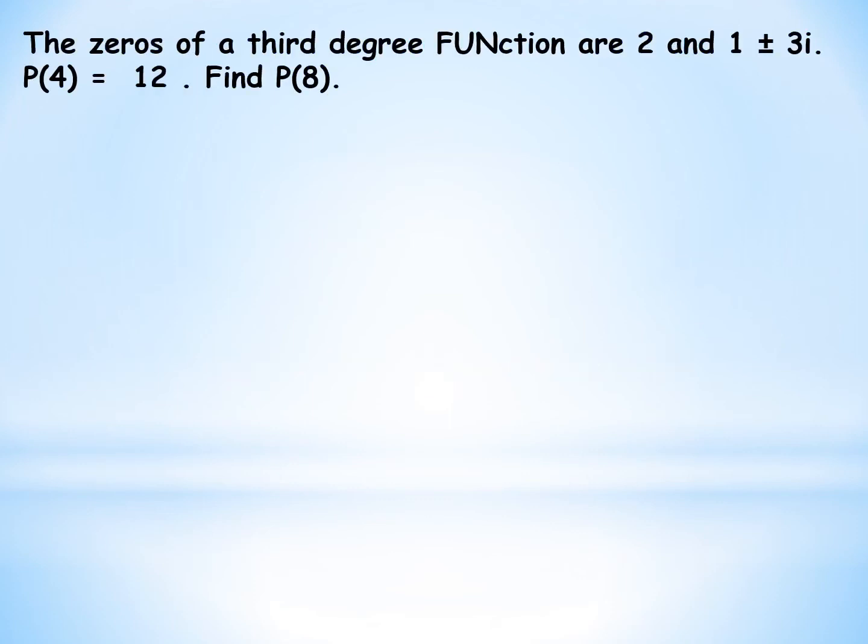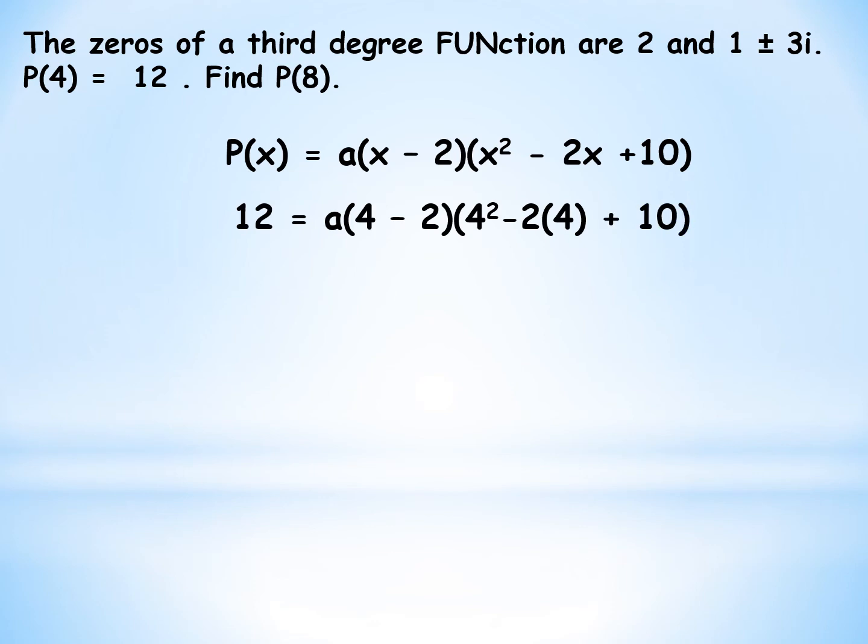All right, the zeros of a third degree function are 2 and 1 plus or minus 3i, and p of 4 is 12. But now they're not asking you to find the function, they're asking you to find p of 8. So this is yet another way that we could ask the question. And this way is actually a little simpler because you don't have to multiply out that whole polynomial. So you start like you always do, you find what the function is, you put your a value in because they gave you a point. You use that point to find the a value.